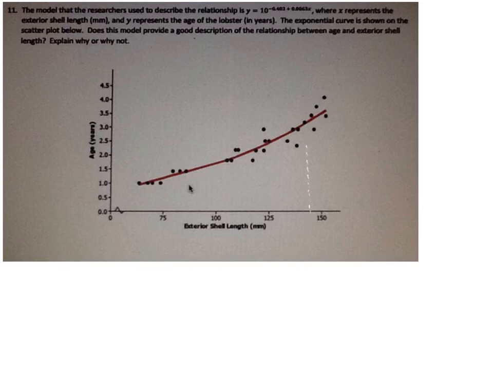The model that the researchers used to describe the relationship is given there. See how it's exponential? Y equals 10 raised to a power, where the variable's in the power. So X represents the exterior shell length in millimeters, and Y represents the age of the lobster in years. The exponential curve is shown in the scatter plot below. Does this model provide a good description of the relationship between the age and exterior shell length?